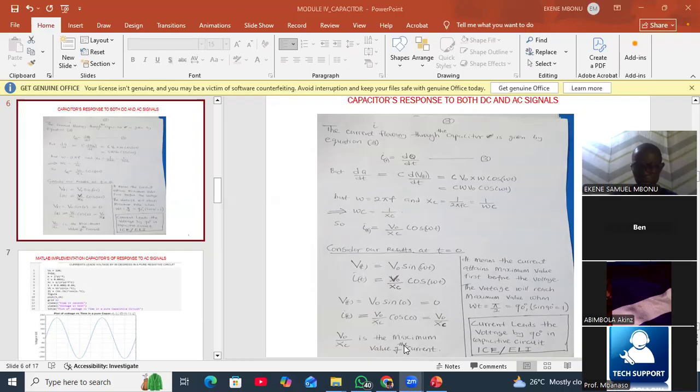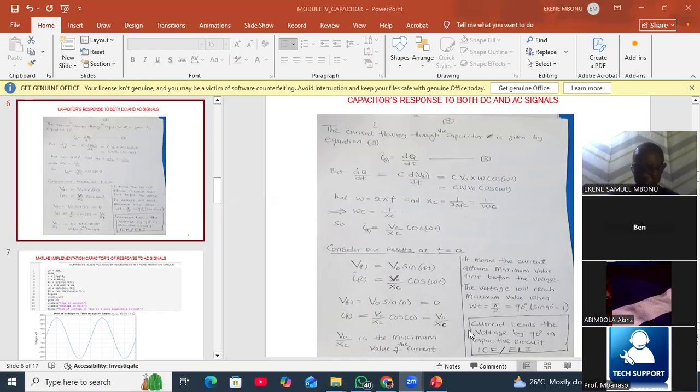It means the current attains maximum value first before the voltage in a pure capacitive circuit. So we say that the current leads the voltage, or in another way, you say that the voltage lags the current, and that's by 90 degrees, or pi over 2. Pi is 180 degrees.